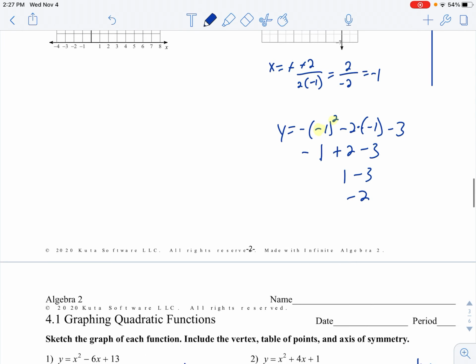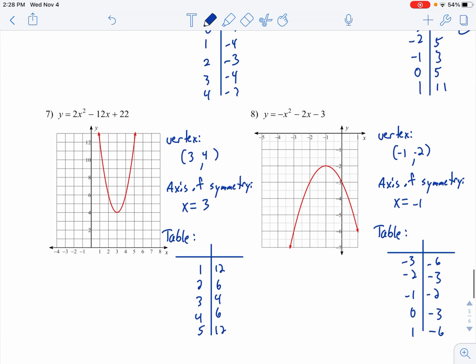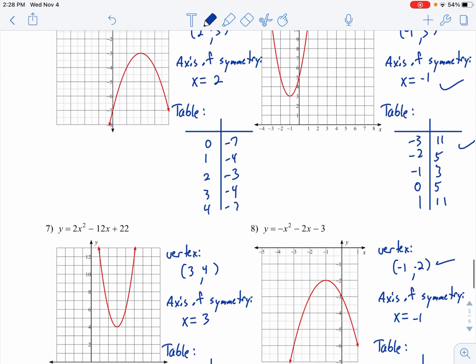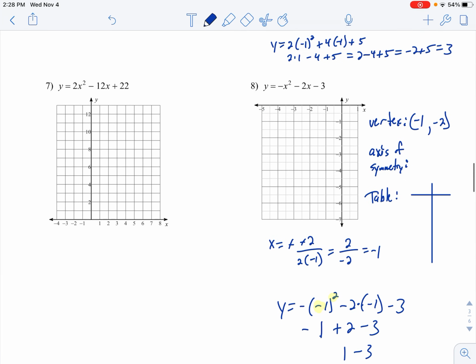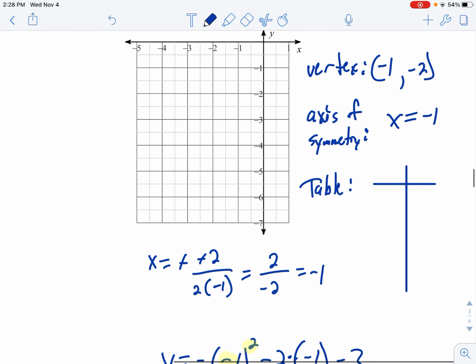I'm going to go down to number 8 and check my vertex, because if I have it wrong, oh, there it is. If I had it wrong now and I went and finished the problem, that would be kind of bad. Axis of symmetry, x equals negative 1. That's always easy. Have I said that already? Yeah. Now to make the table. Negative 1, negative 2. The vertex you just found, again, goes in the center of the table.